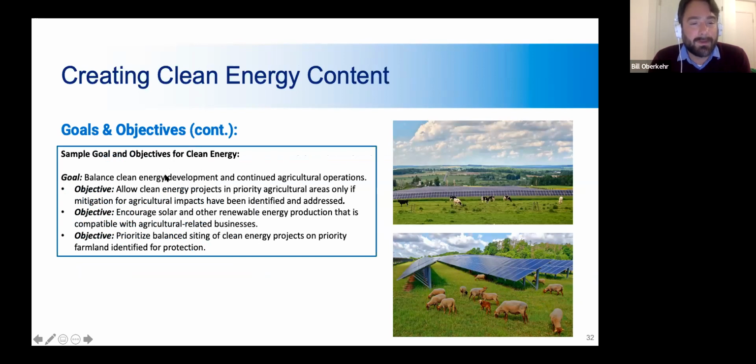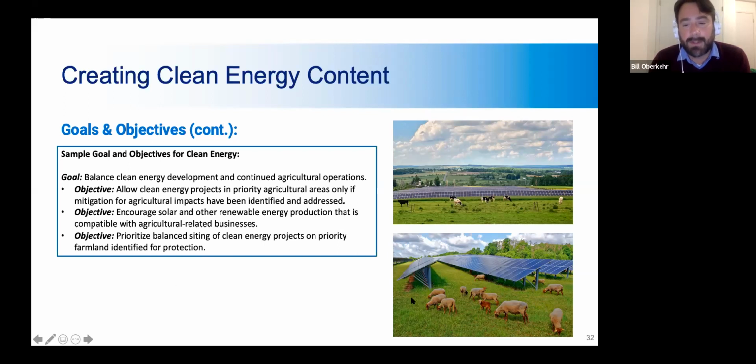But here's another goal, a common one in New York: balanced clean energy development and continued agricultural operations. The objective there is to allow clean energy projects in priority agricultural areas only if mitigation for agricultural impacts has been identified and addressed. Mitigation could be a fund, or planting pollinators elsewhere. However you define mitigation would largely be up to you, as long as you're within Department of Ag and Markets regulations.